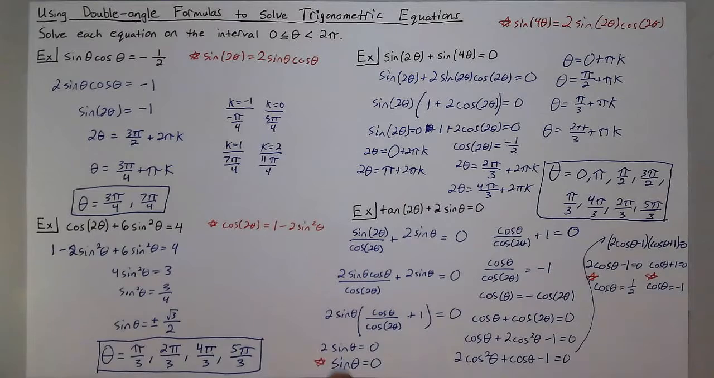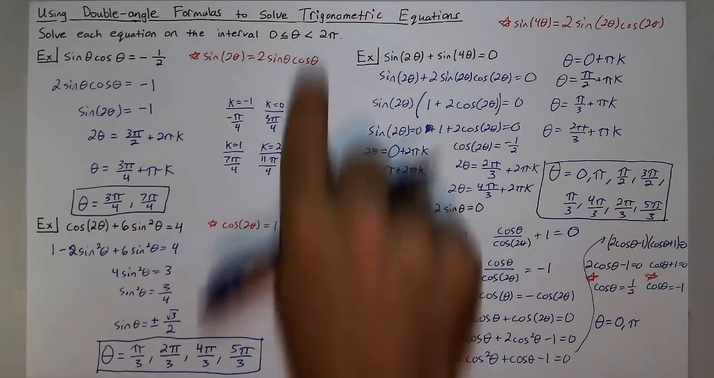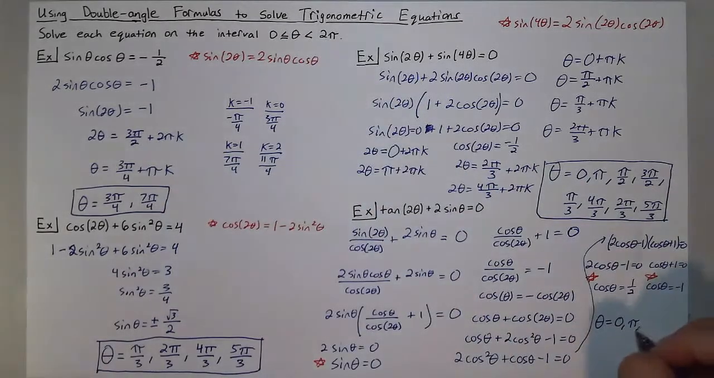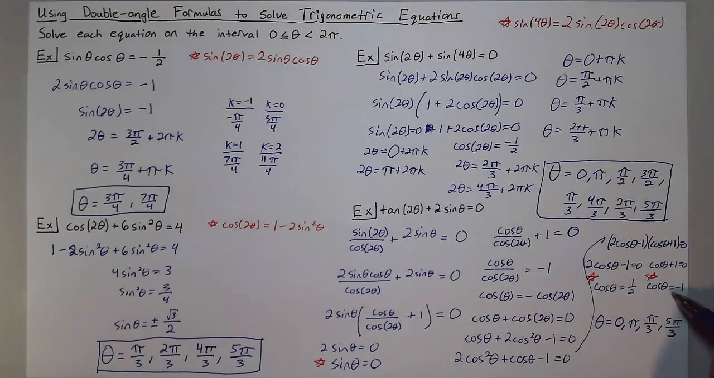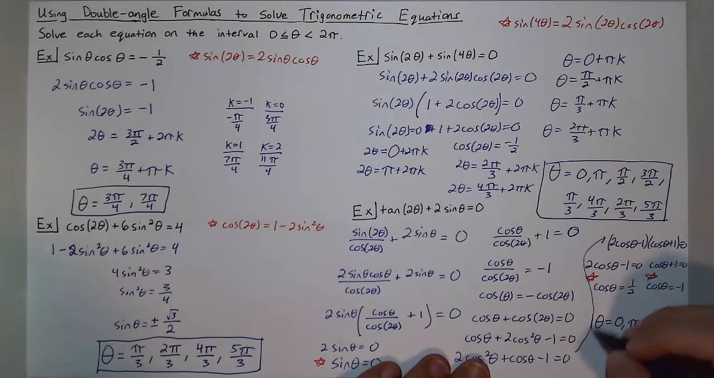So first, sine of theta equals 0. That can happen at 0 and pi, as well as 2 pi, but that's outside of my interval. Cosine of theta can equal 1/2 at pi over 3 in the first quadrant and 5 pi over 3 in the fourth quadrant. And lastly, I have cosine of theta can equal -1. Well, that can only happen at pi, but it's already listed. So my 4 solutions are 0, pi, pi over 3, and 5 pi over 3.